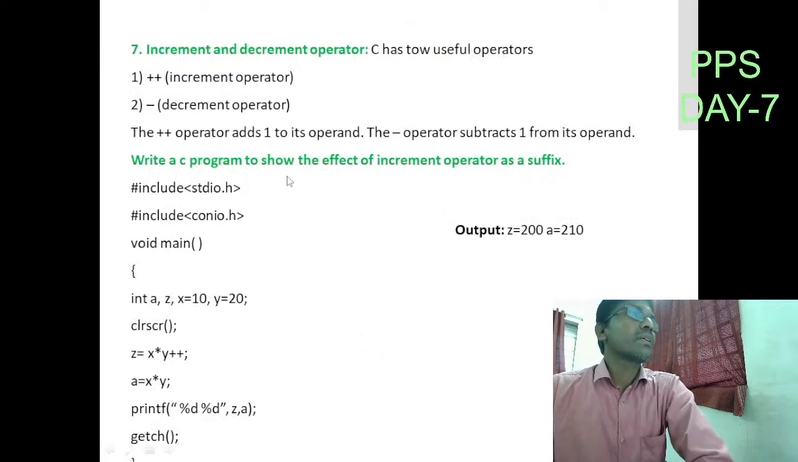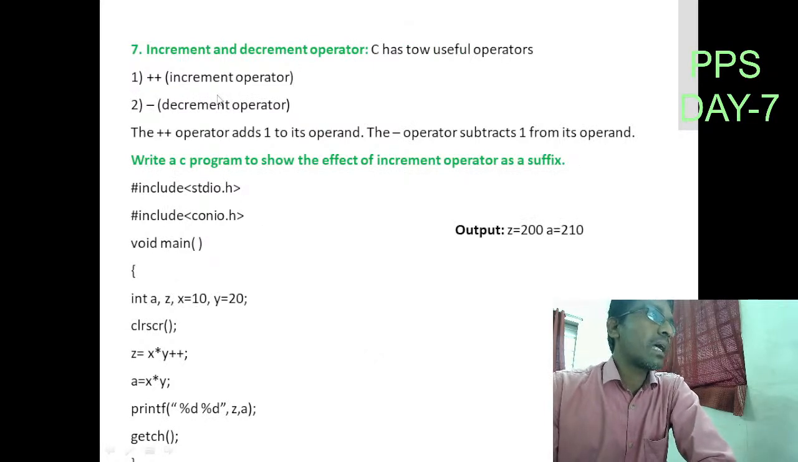So that is the bitwise operators, and the next operators are increment and decrement operators. The increment and decrement operators are also called unary operators, like plus plus and minus minus. The plus plus is an increment operator, and minus minus is a decrement operator.